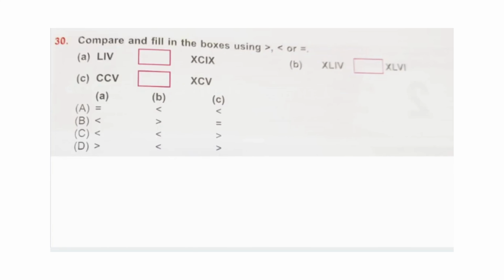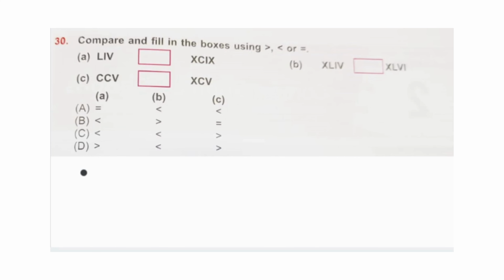Hope you guys were enjoying all the questions that we solved together. Let's come to the final question of the chapter, number sense. And under the achievers section, let's solve the final 30th question. So here you see it says compare and fill the boxes using greater than, less than, or equal to sign.